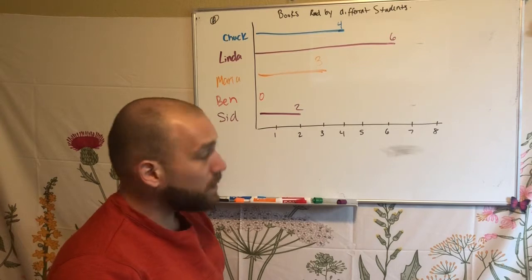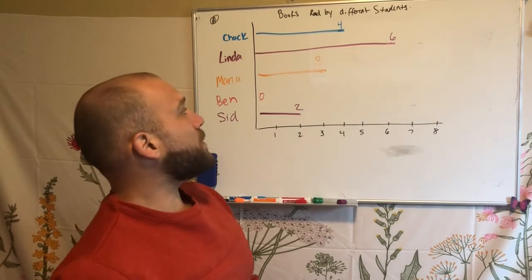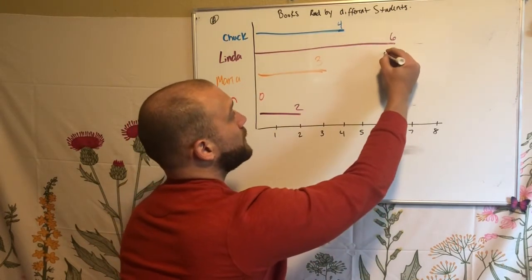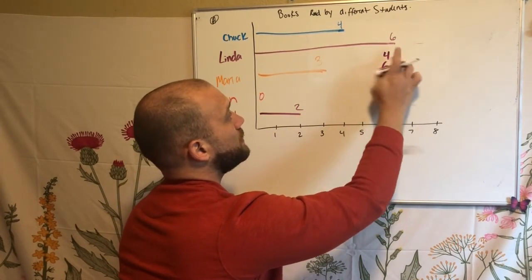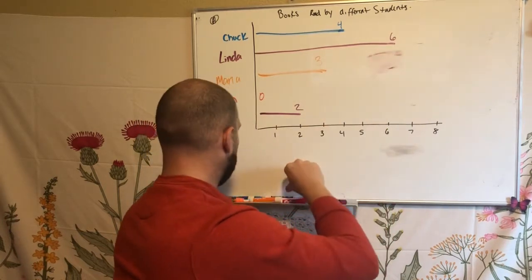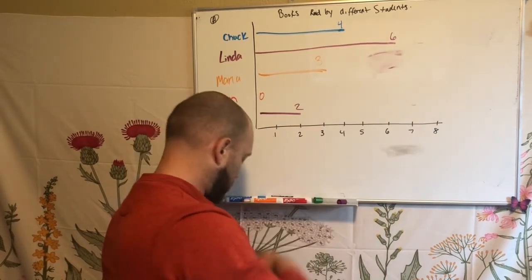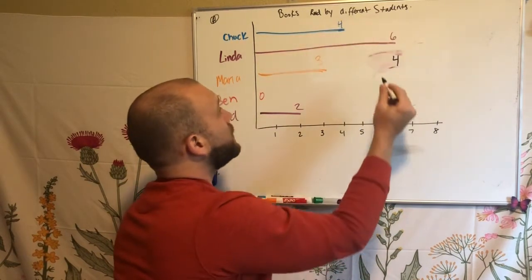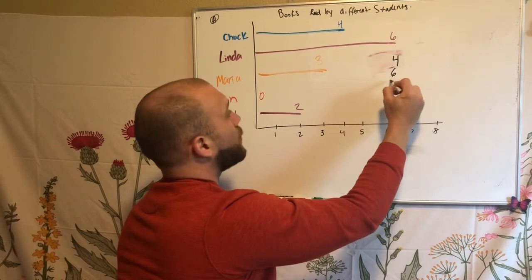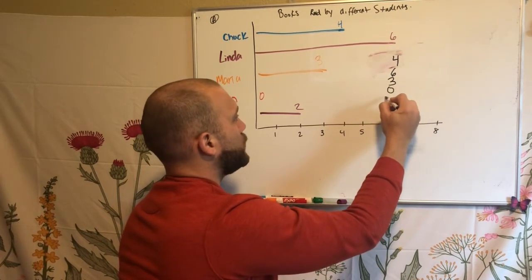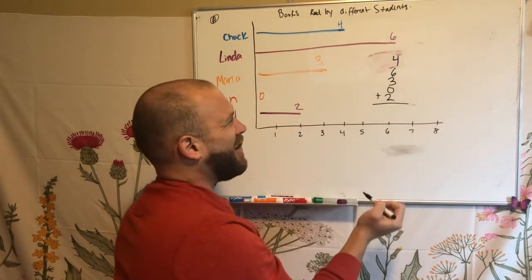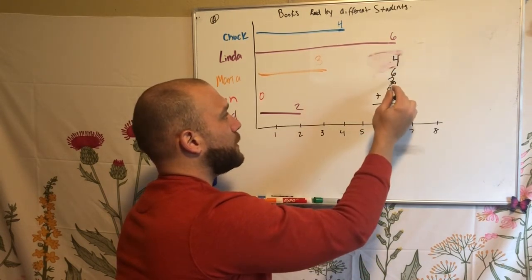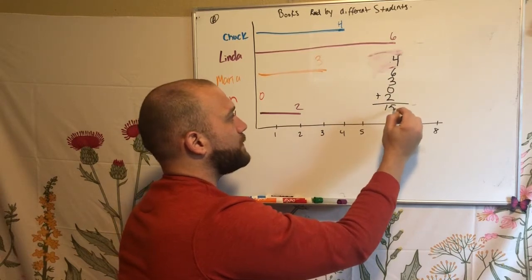So, let's look. What do I need to add together? All the books read. We have 4 from Chuck, 6 from Linda, 3 from Maria, 0 from Ben, 2 from Sid. I'm gonna add them all together. 6, 7, 8, 9, 10, 11, 12, 13, 14, 15. We have 15 books in all.